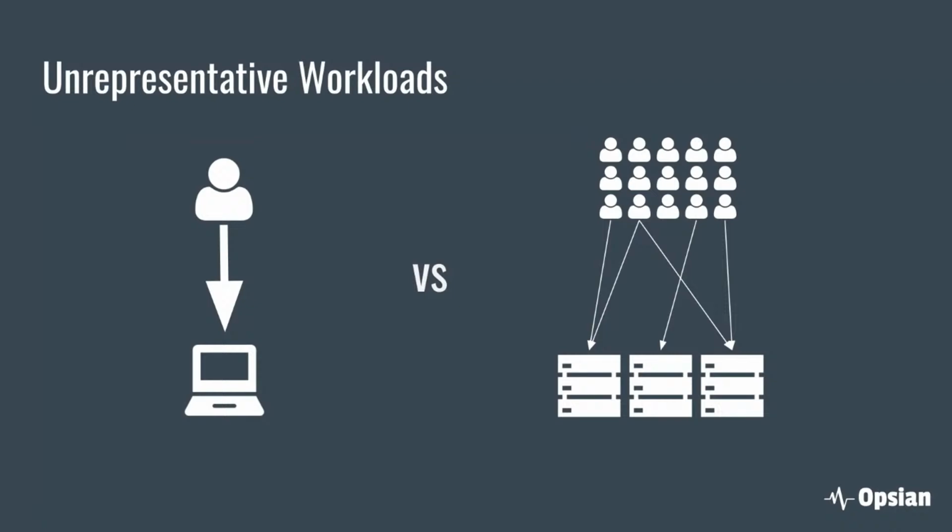Then there's the unrepresentative workload problem. I think this is the most difficult problem to solve in terms of performance testing and ahead of time performance analysis before you put code into production. And that's because it's really, really difficult to produce performance tests that are realistic of what your production system is doing.